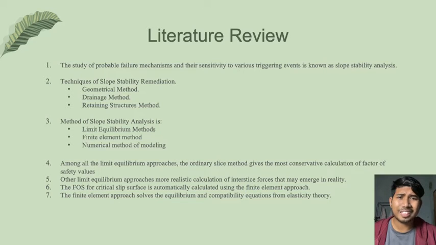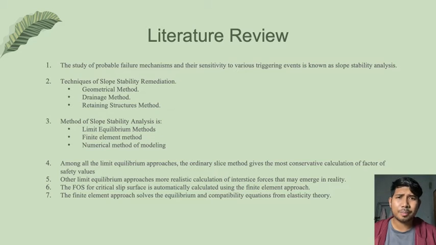Then, we will look at the techniques of slope stability remediation. The first technique is the geometrical method. The second technique is the drainage method, and the third technique is the retaining structure method. For the slope stability analysis, we have 3 methods. The first method is the limit equilibrium method. The second method is the finite element method, and the last method is the numerical method of modeling.